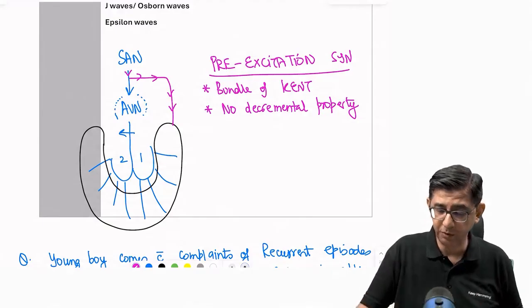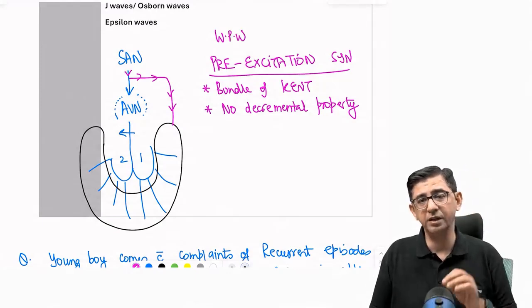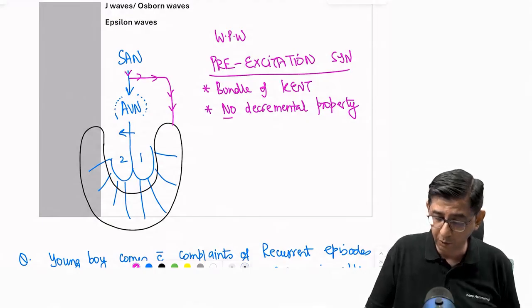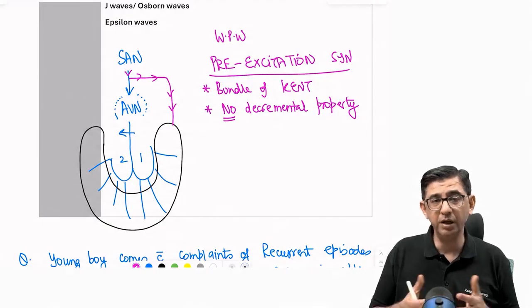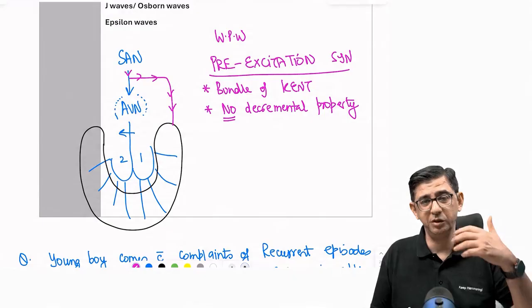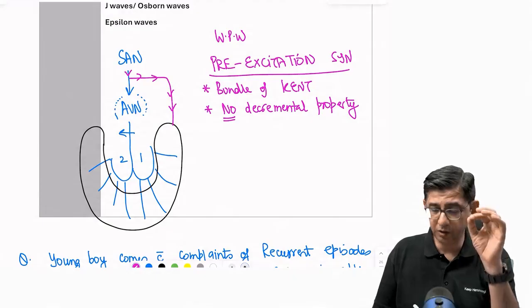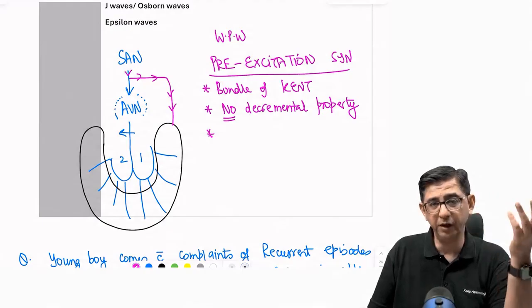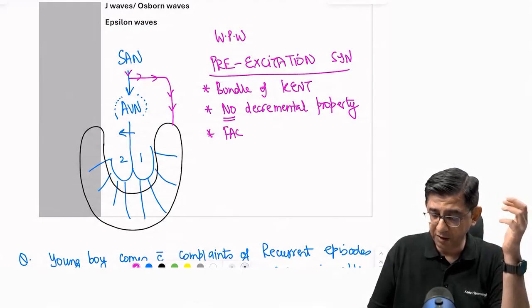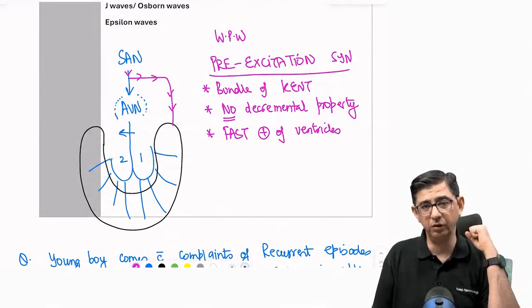So in Wolff-Parkinson-White syndrome, there is an early excitation of ventricles. There is no decremental property, and therefore the ventricles will get excited earlier. If there's an early excitation of ventricles, the complaint of these patients would be palpitations, like this guy sitting on a chair. The reason is no decremental property, so fast activation of the ventricles is occurring. Fast firing of the ventricles means the guy is having palpitations even while sitting on a chair.